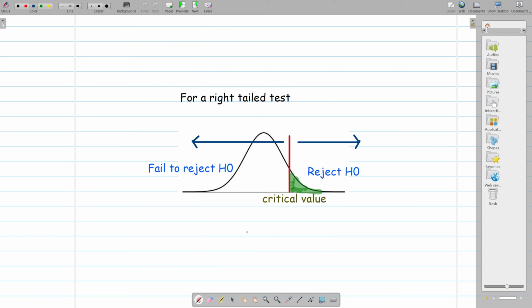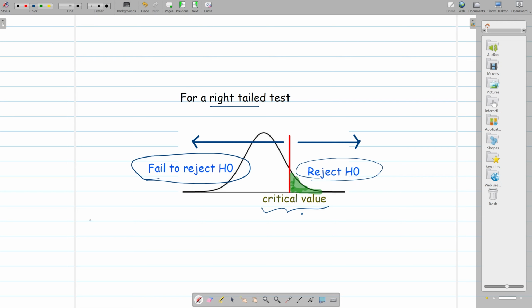This is a right tail test. For that one, the critical value will be somewhere here. Then the area right to that critical value is the rejection region now. The area left to that critical value is the fail to reject region. Right tail test, area right to the critical value is the rejection region. In that way, you can keep that in your mind.